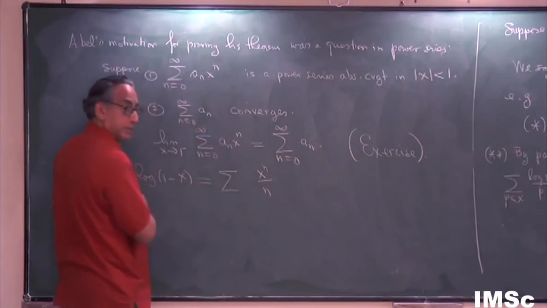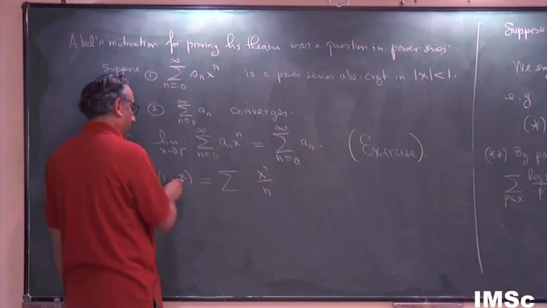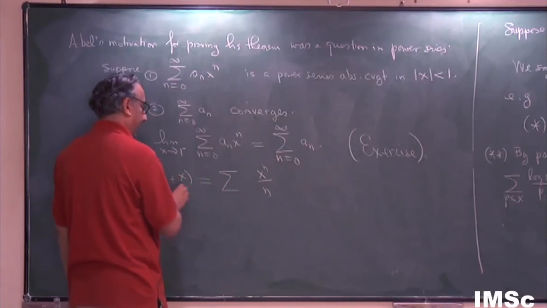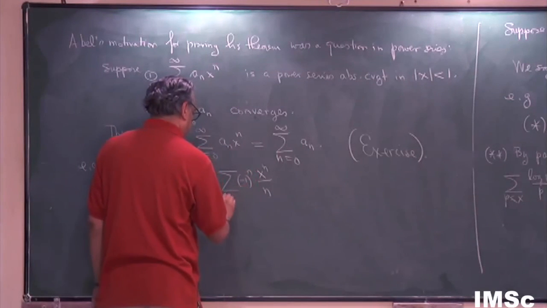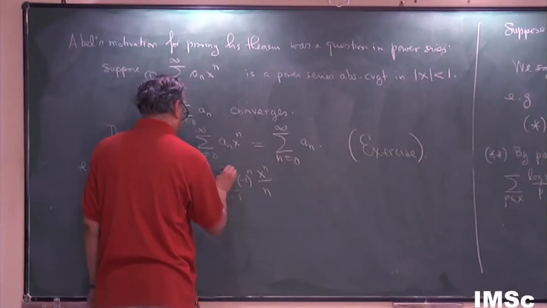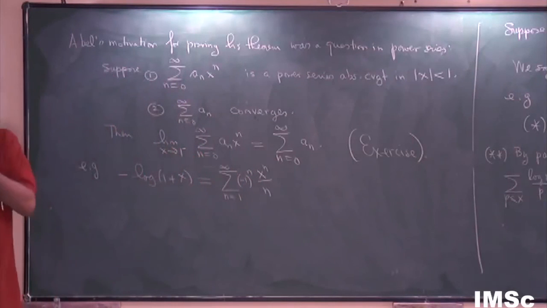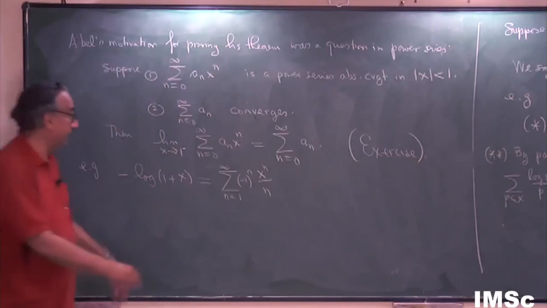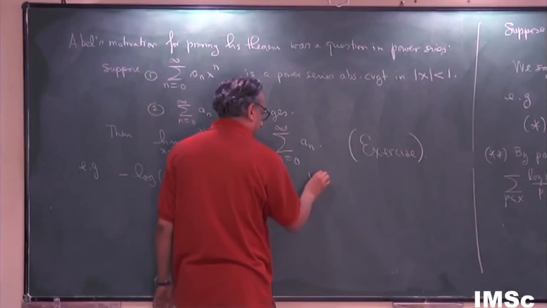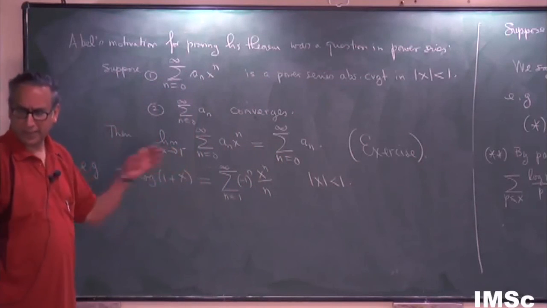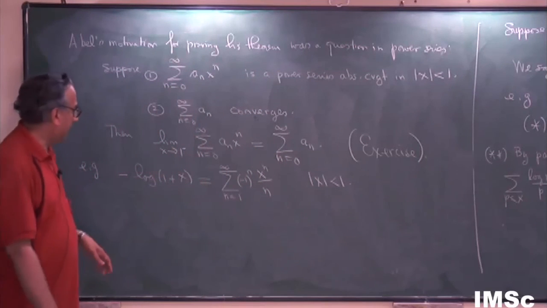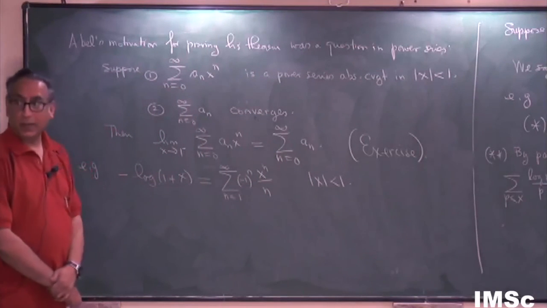Right? I mean, this is the expansion for that. But if I change x to minus x, right? So I have a series like this. Now this is valid for mod x less than 1. I'm sure you've seen this in real analysis. But now I'd like to shove in x equals 1.